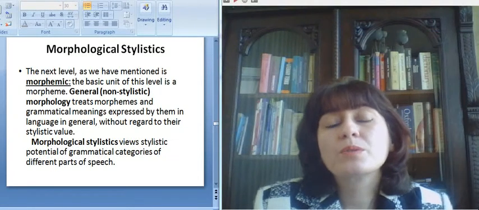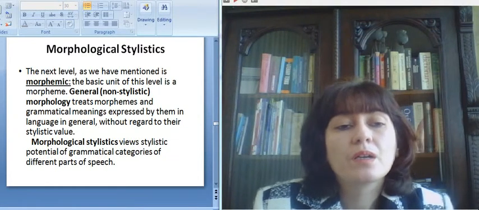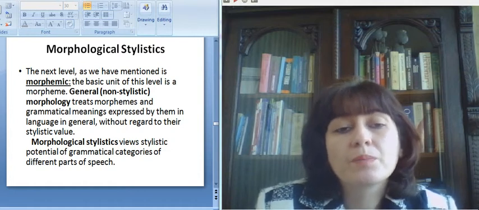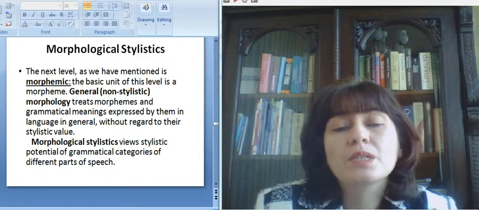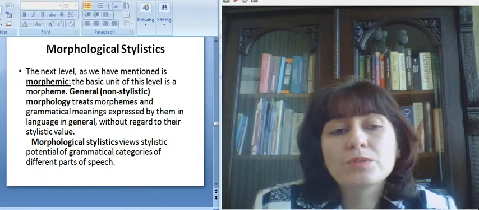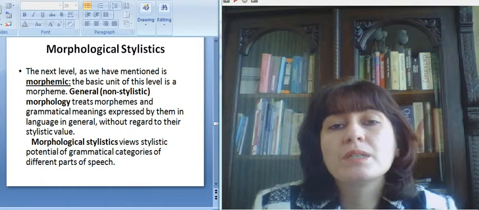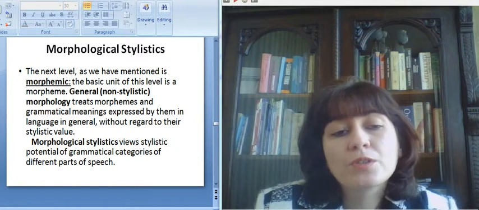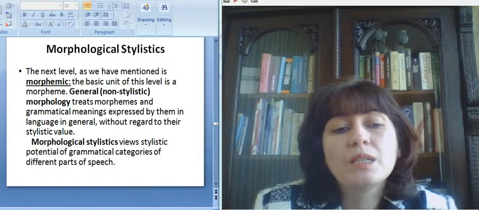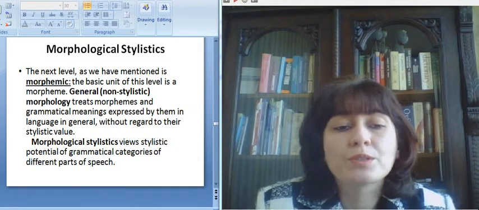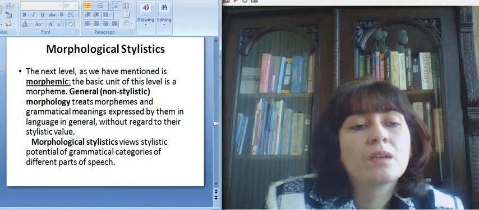And now let us deal with morphological stylistics. The next level, as we have already mentioned, is morphemic. The basic unit of this level is a morpheme. General non-stylistic morphology treats morphemes and grammatical meanings expressed by them in language in general, without regard to their stylistic value. Morphological stylistics views stylistic potential of grammatical categories of different parts of speech.